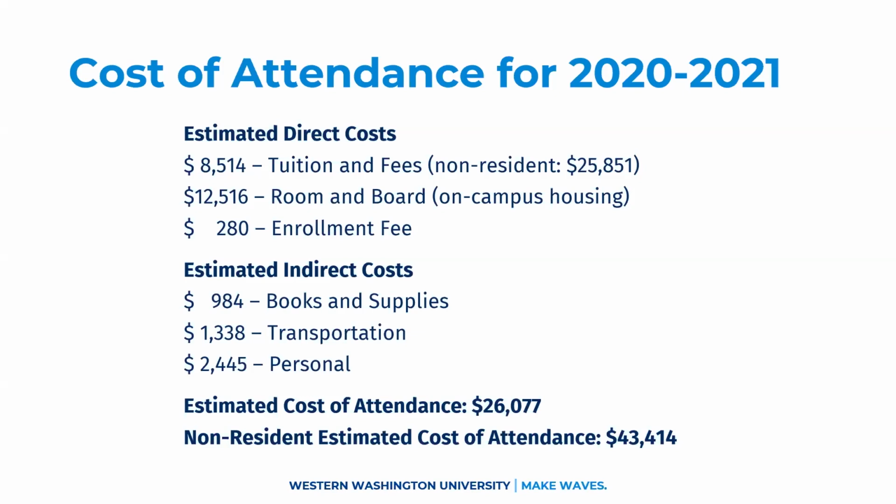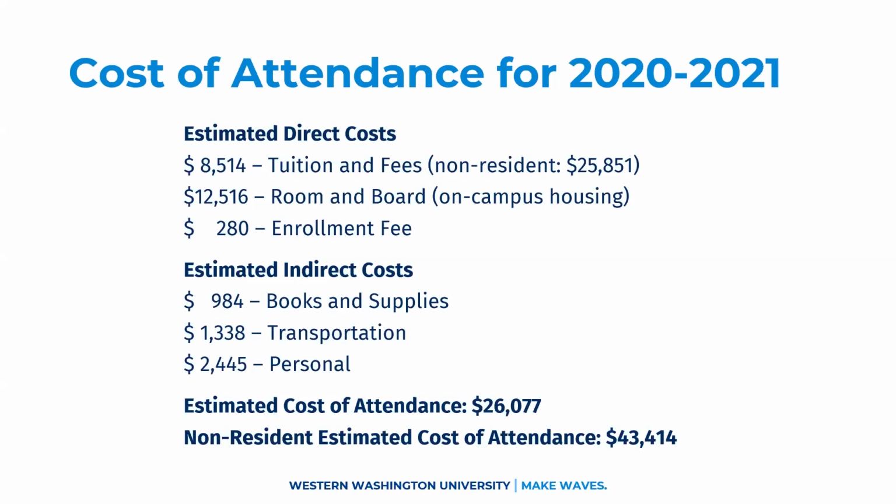And so let's talk about the different types of costs. So the estimated direct costs are the costs that would be billed directly by Western. So that's tuition and fees, room and board if you are living on campus, and then the enrollment fee, which is the one-time fee just for incoming students. You'll never be charged that fee again, so yay. Estimated indirect costs are going to be everything else that you need to pay for to live and go to school. So books and supplies, transportation, personal, which is everything from toothpaste to pizza, whatever else you need.